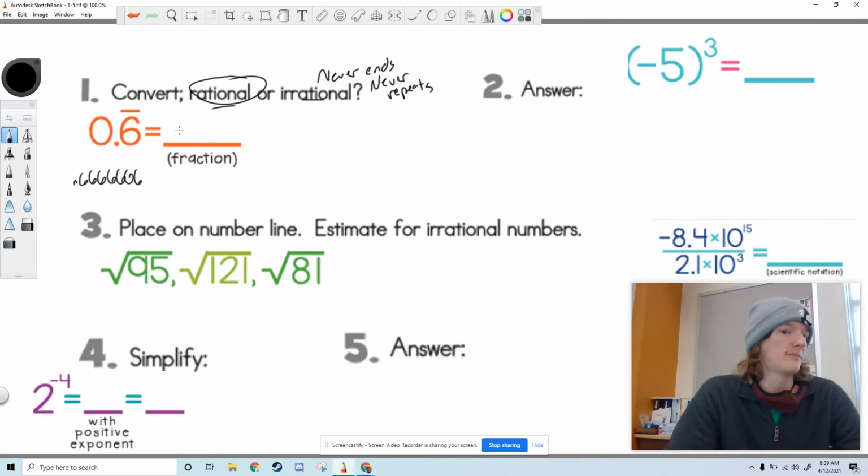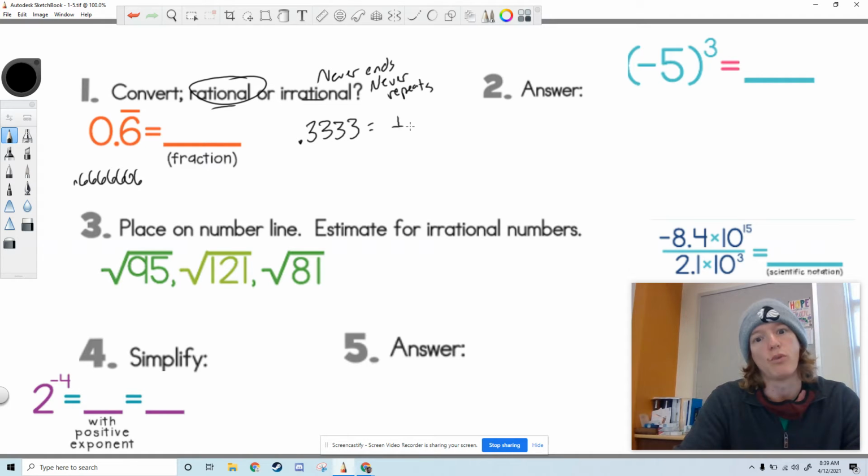Many of us probably at this point have seen 0.6666666 enough times and have just remembered that 0.333333333 is 1/3. And if you double that, 0.666666 is going to be 2/3. Maybe you do remember that.